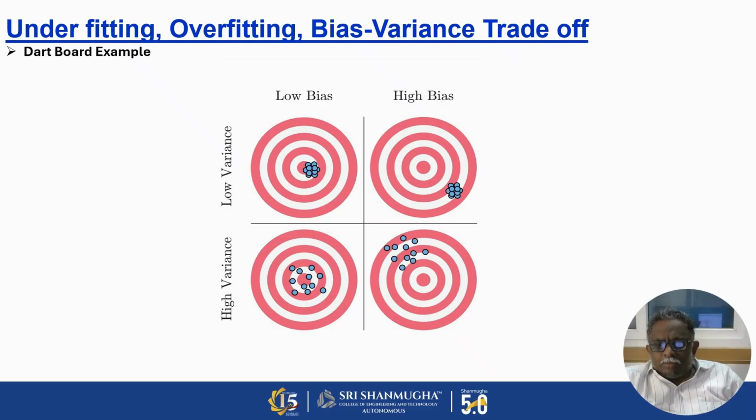If we look at high bias and low variance, all dots are clustered, but not near the center of the board. When you look at the third category, all the dots are not clustered, but scattered, and are near the center of the board. When you look at the fourth category, all the dots are scattered and not near the center of the board. That's why it comes under the category of high bias and high variance.